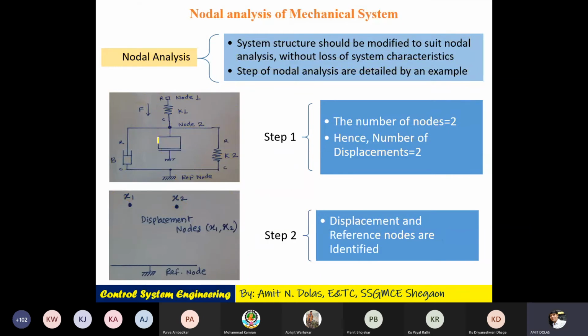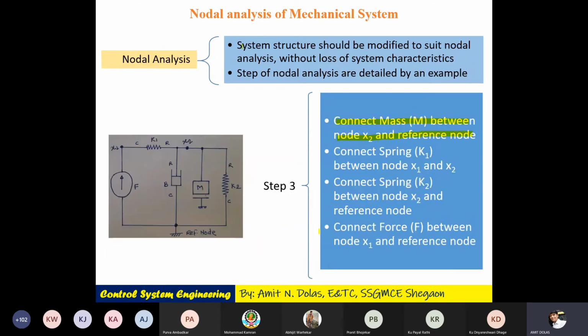You can see this mass, this is the mass connected where? Connected between node 2 and the reference node. So ये node 2 and ये reference node, ये दोनों में हम mass connect करेंगे. Similarly 1 by 1 connect करना है component. So mass is connected between x2 and the reference node.